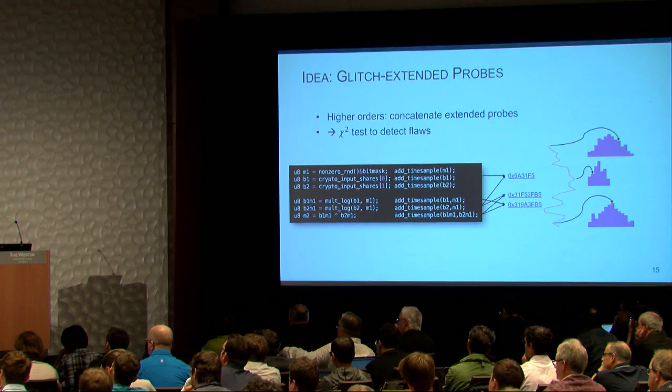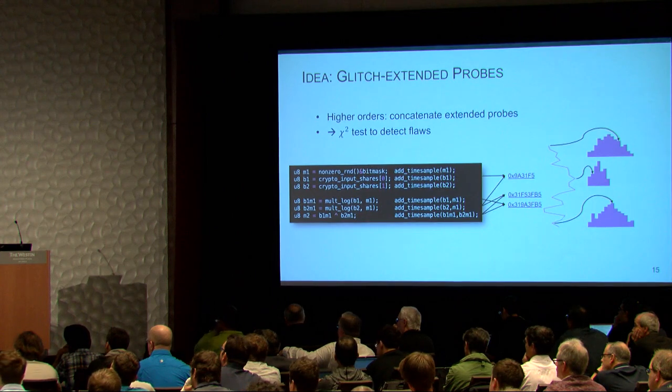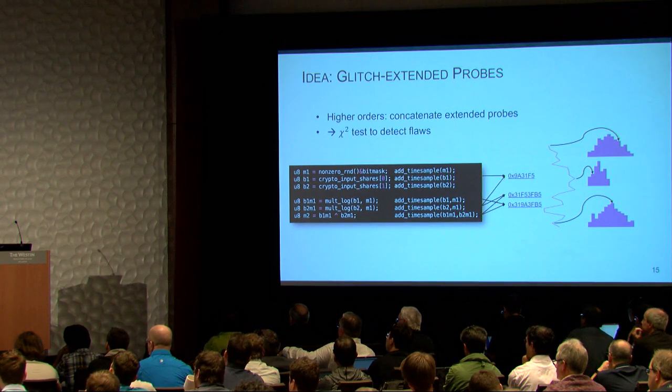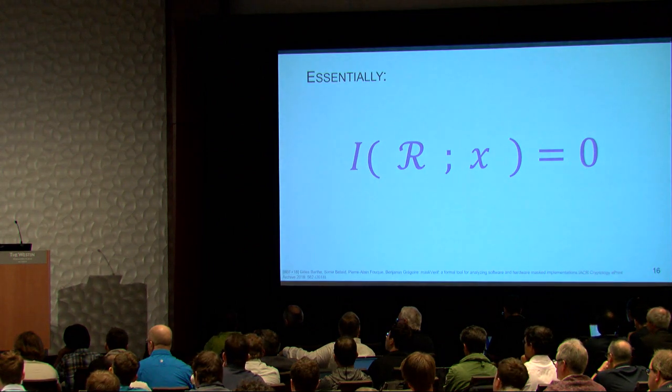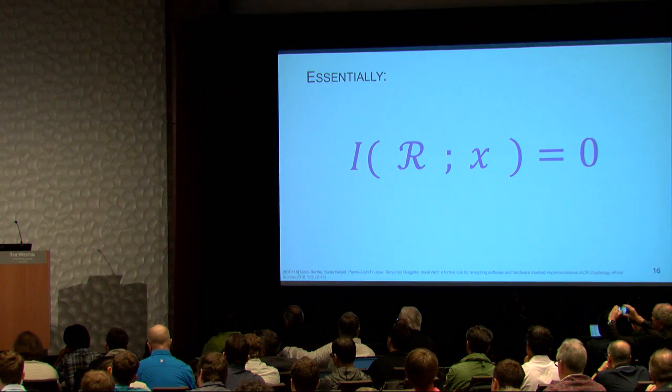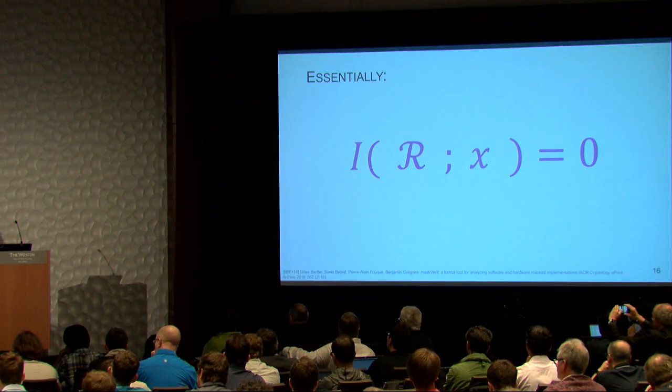You make simulated traces in that way, and then for every time sample, we would look at the probability distributions, and we would make sure with a chi-square test that for different secrets, that probability distribution is the same. So essentially, what we were testing is that the mutual information of the glitch extended probes and the secret is zero. So here you have that little equation that I was talking about.